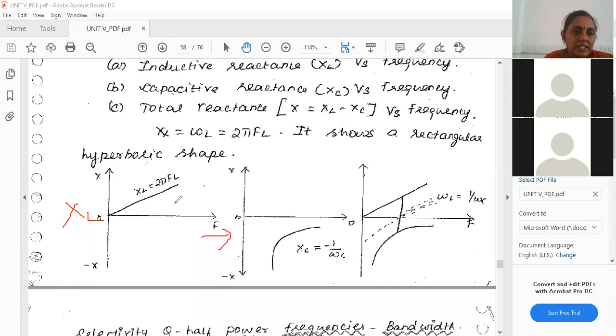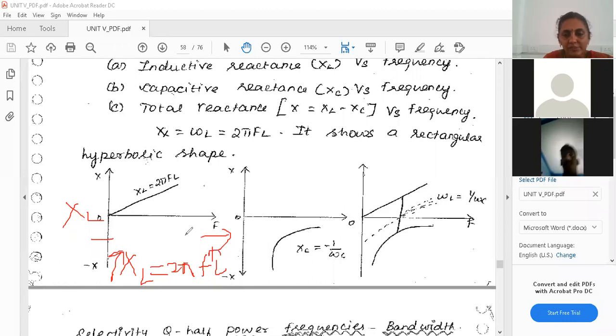This is going to be in an increasing manner. It is linear. XL will increase with respect to the frequency, because we know the XL value. What is the XL value? XL is equal to omega L, or you can write it as 2 pi FL. So what is the relationship between F and XL then? If F is increasing, then XL is increasing. This is the relationship between the inductive reactance and the frequency.